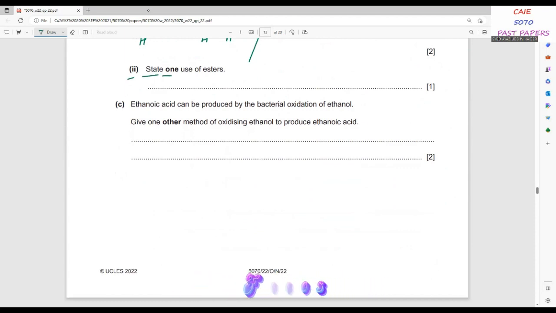Number 2, state one use of esters. You know that it's used as solvents, perfumes, flavorings.